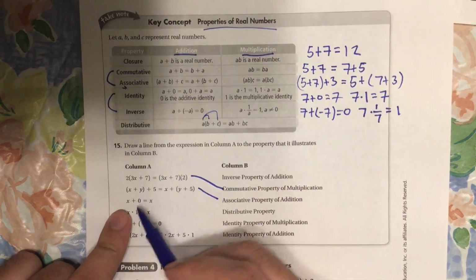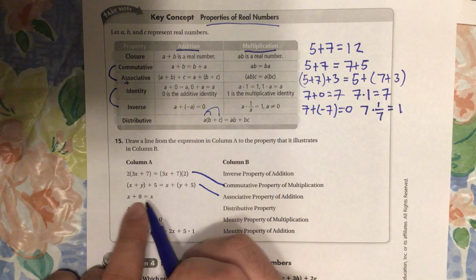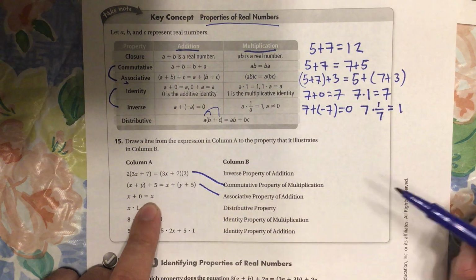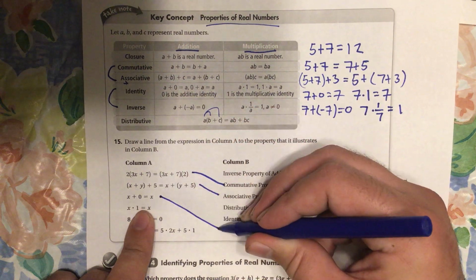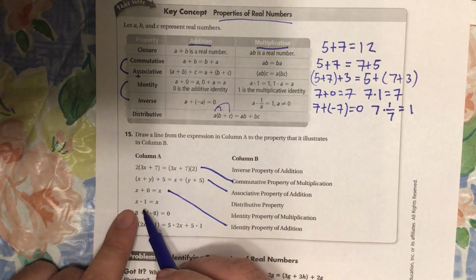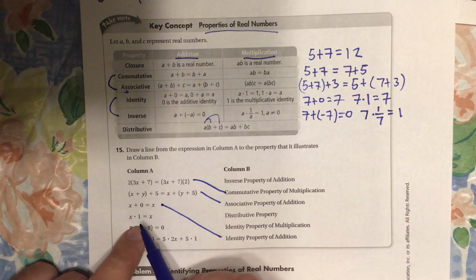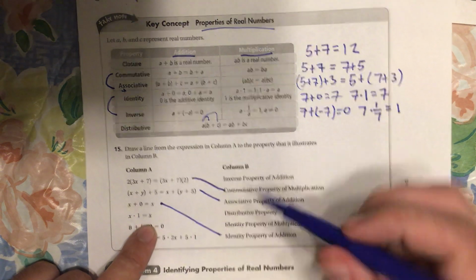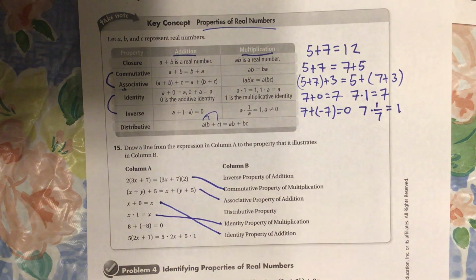I see a 0. I'm thinking inverse or identity. So x plus 0, it does not change. It's x. It keeps its identity. That is the identity property of addition. Okay? Boom, I see a 1. I'm thinking inverse or identity. X times 1 does not change its identity. It stays x. So that's the identity property of multiplication.